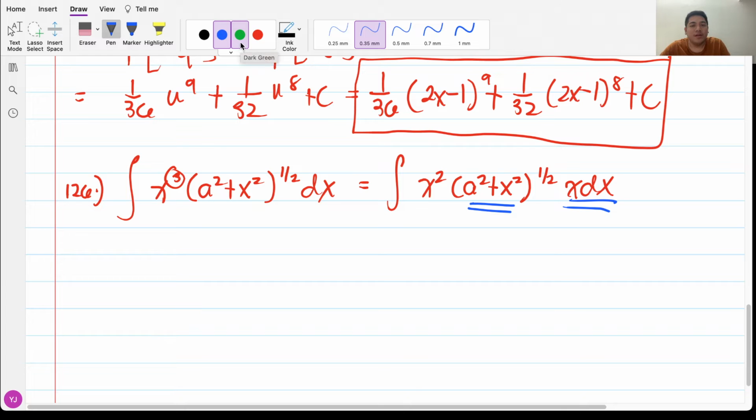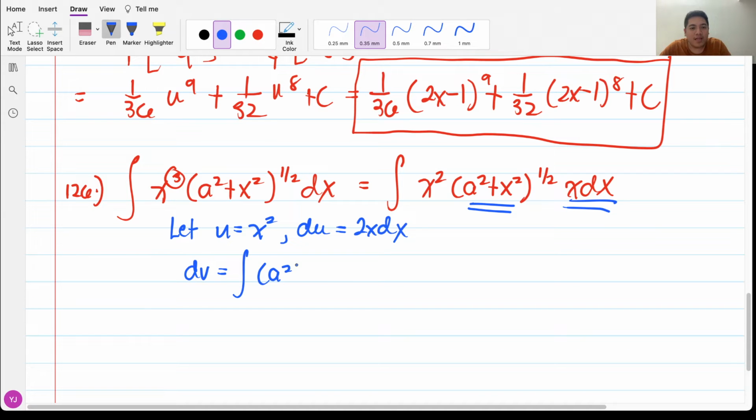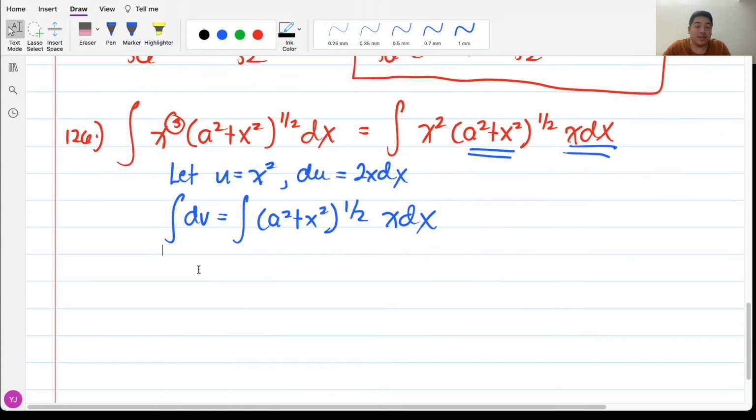But for now, using IBP, I'm going to let u as x^2, and the derivative of that would be 2x dx, and the remaining will be your dv. That will be (a^2 + x^2)^(1/2) x dx. So how are we going to integrate? We're going to integrate to get the v, hence getting the integral of this whole thing.